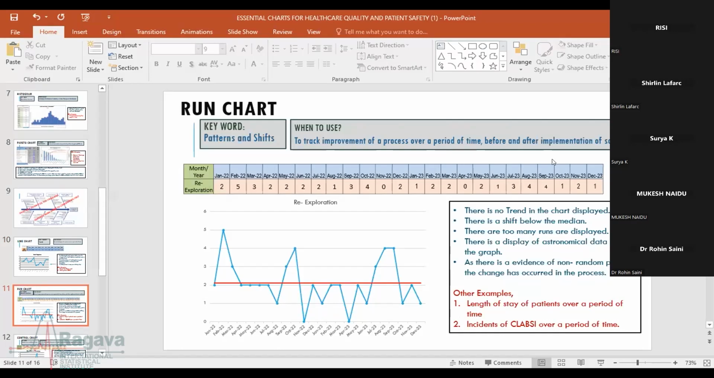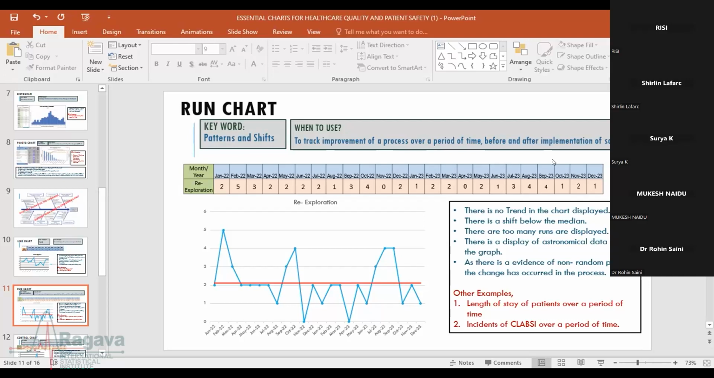So next is the run chart. The run chart is mainly to know what the patterns are and what the shifts are in a process. We need a minimum of 12 months of data for displaying the run chart. So here I have taken re-exploration happening over a 24-month period. This has been displayed over here.